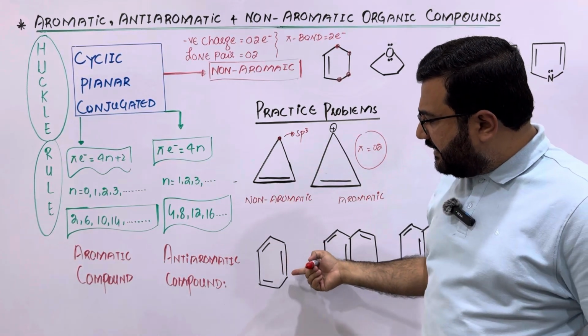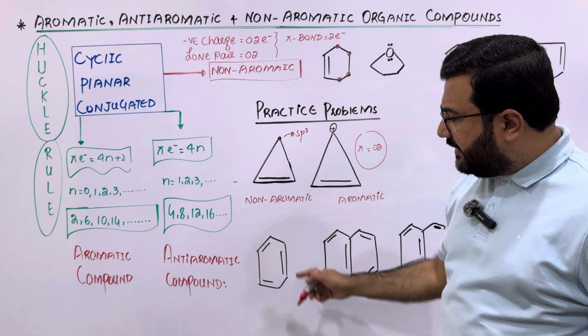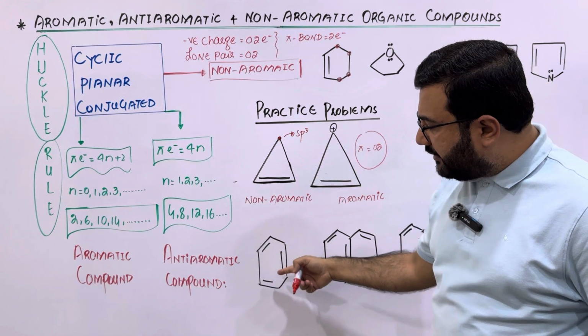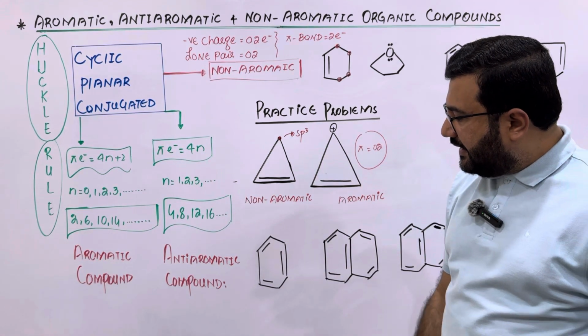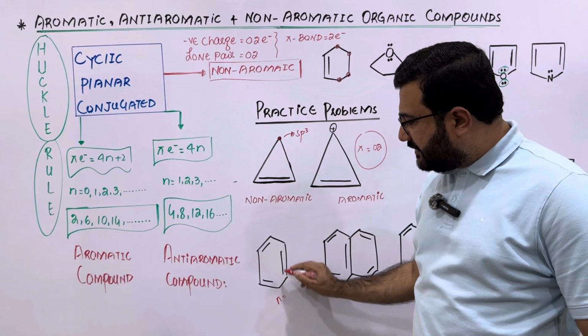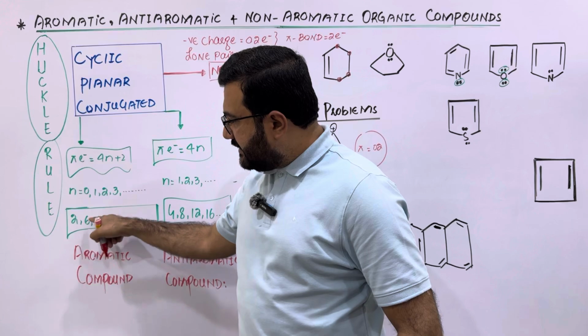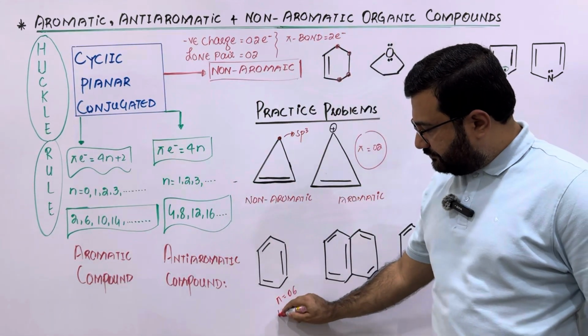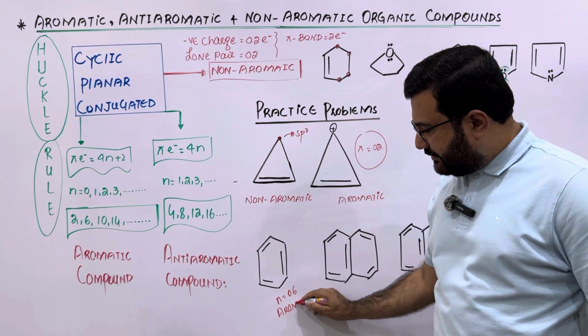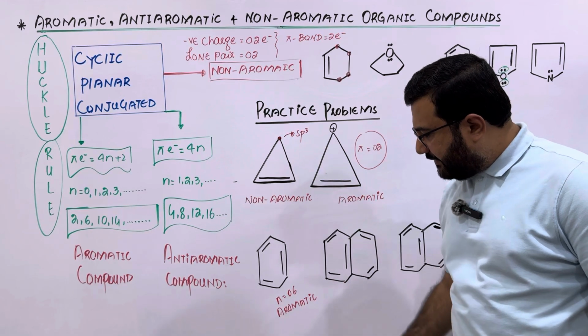Similarly, benzene, you are well aware that it is cyclic, planar, and has alternate pi bonds, so it has conjugation. And the number of pi electrons, because of the three pi bonds, will be 6. And you can see the number 6 here. So benzene is also aromatic.